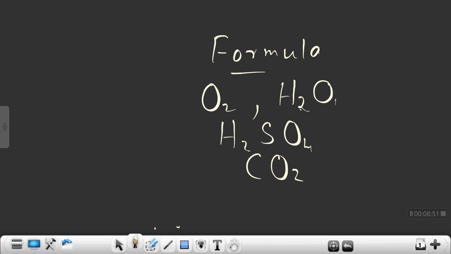mass. So, we have studied about the symbol, formula, then monoatomic, diatomic, triatomic. So, symbol represent an element. It is the shortest form of an element. The first letter should be written in capital letter. Second letter should be in a small letter. Formula represent one molecule. And from the formula, we can understand the different types of elements, its relative atomic mass.